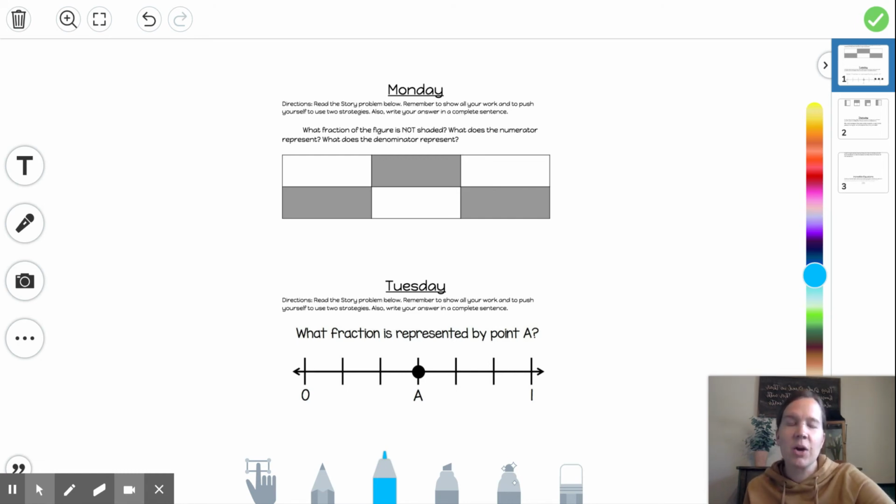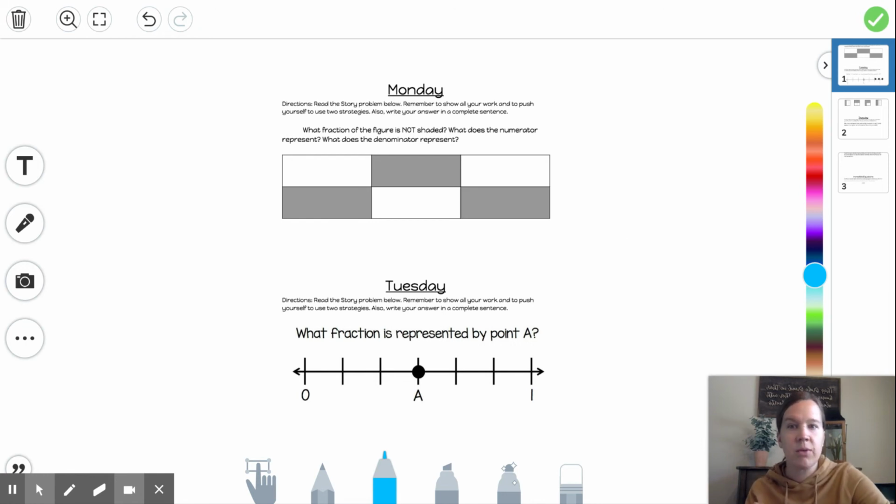On Monday, our question was, what fraction of the figure is not shaded? What does the numerator represent? What does the denominator represent? So we've worked on fractions before. In my classroom, we worked on fractions before we left on this distance learning break. And as a reminder to you, the numerator is the top number. It's part of the whole. And the denominator is the bottom number, and it is the whole amount. How many parts does it take to get me back to the whole amount?